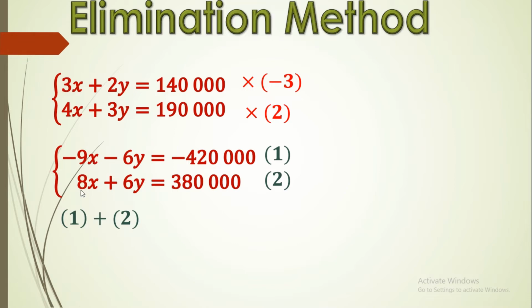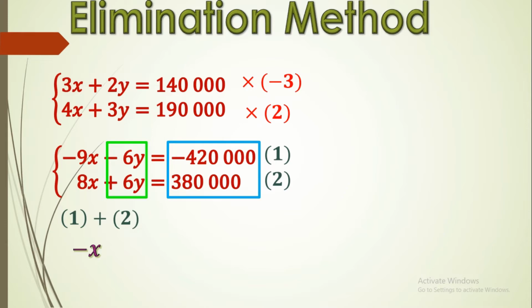Minus 9x plus 8x, if we add them, shouldn't the sign be for the greatest? We have 1 minus and 1 plus, so it's minus. We subtract 9x minus 8x, so it's 1x, which means x. But sure, we put the sign for the greatest, so it's minus x. Now minus 6y plus 6y is cancelled.